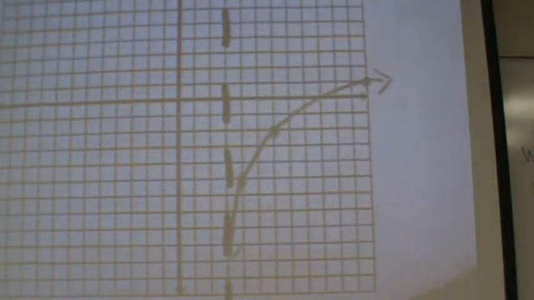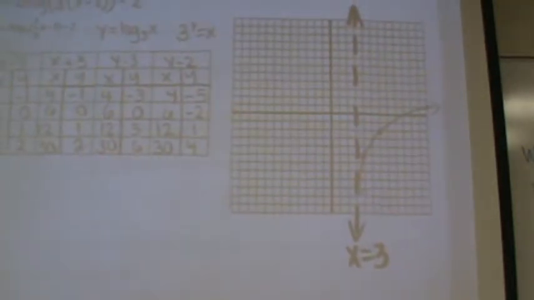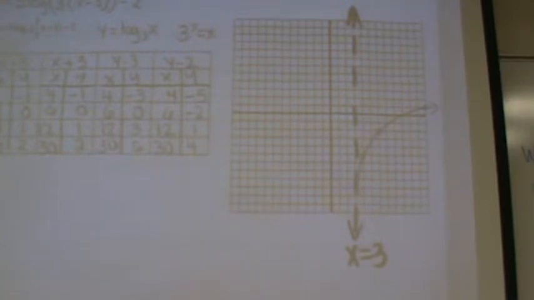Do you know what the asymptote is? It's the line x equals 3. Do you know where x equals 3 comes from? Where in your equation do you think you'll get that x equals 3? Inside, where it equals 0.